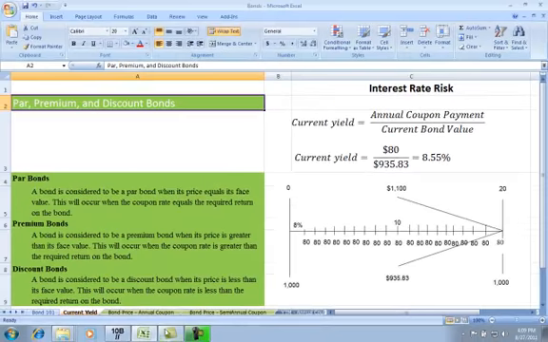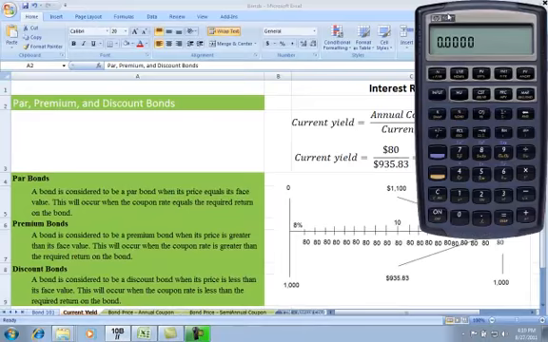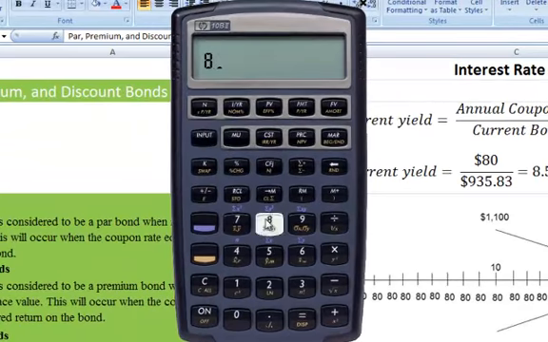If I pull my calculator up here, we can do the other one if we'd like. If I took the $80 and divided it by the 1100, we should see that it will be less than 8%, or 0.0727, or 7.27%. Now, one last important note. Current yield is not the yield an investor would receive if he or she purchased the bond. That is the yield to maturity or the yield to call.